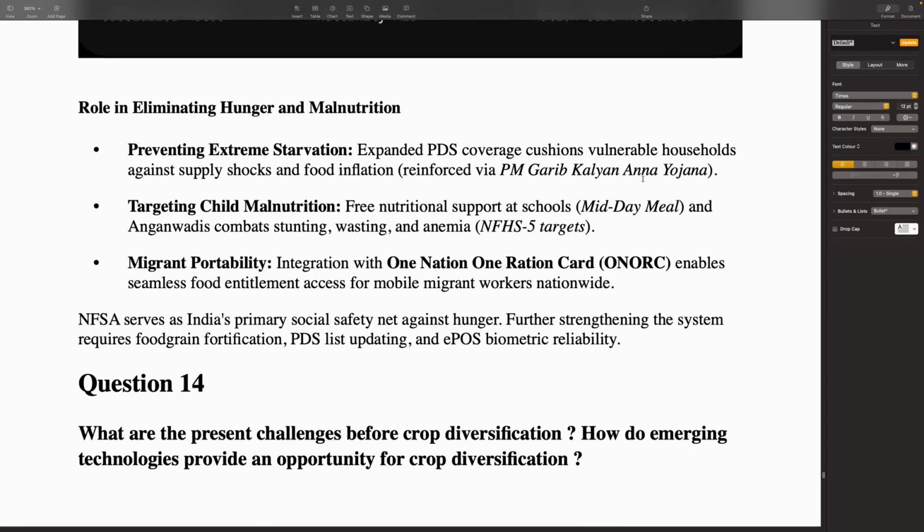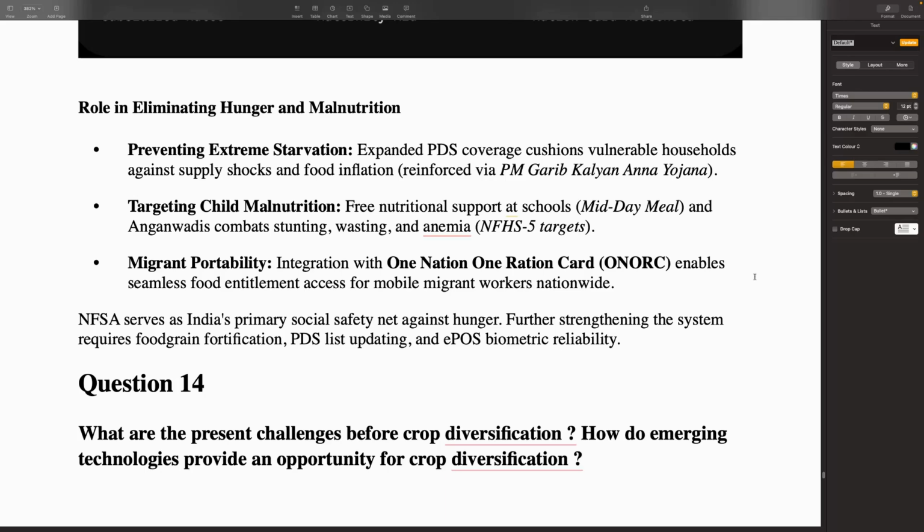Role in eliminating hunger and malnutrition. Preventing extreme starvation. Expanded PDS coverage cushions vulnerable households against supply shocks and food inflation. Reinforced via PM Garib Kalyan Anna Yojana.